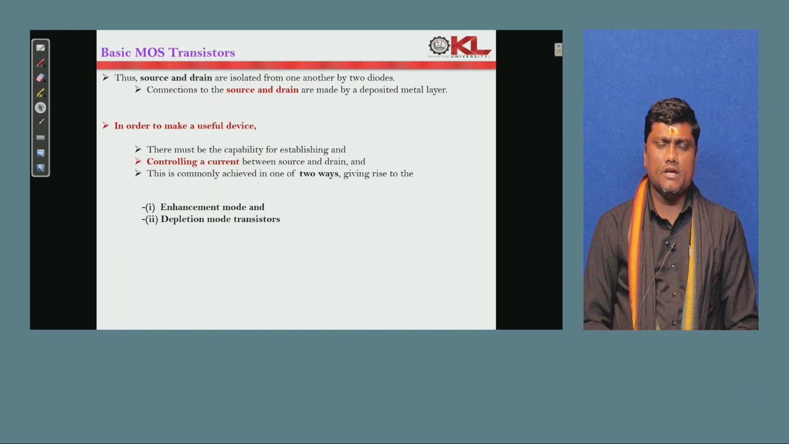So in order to make a usable MOS transistor device, there should always be the capability of establishing and controlling the current between the source and the drain.